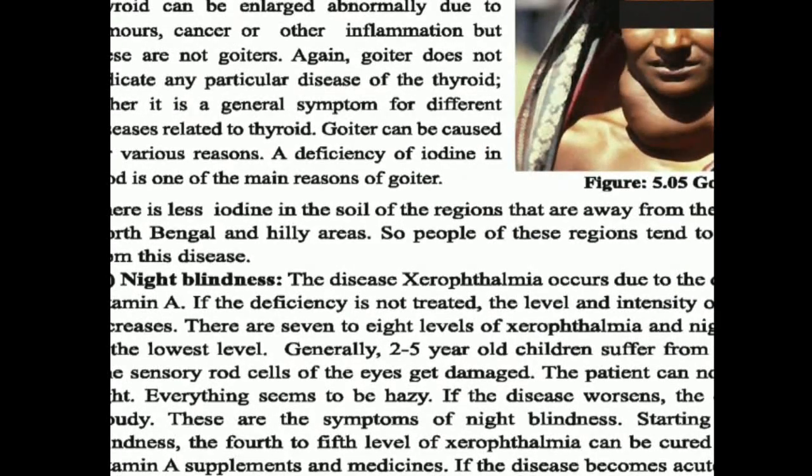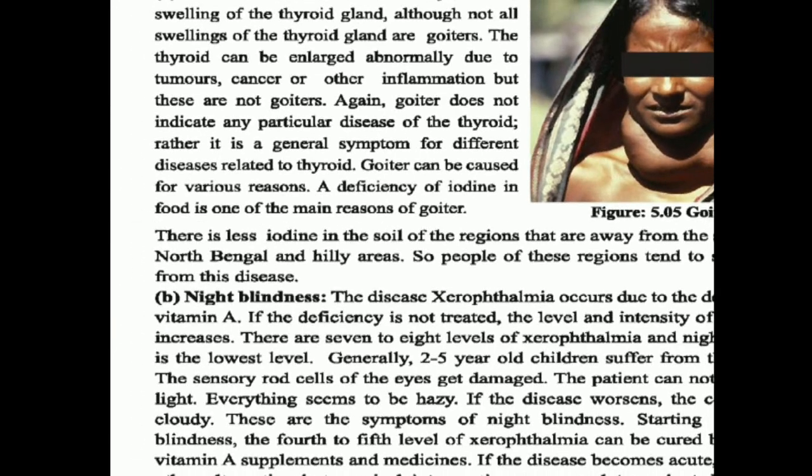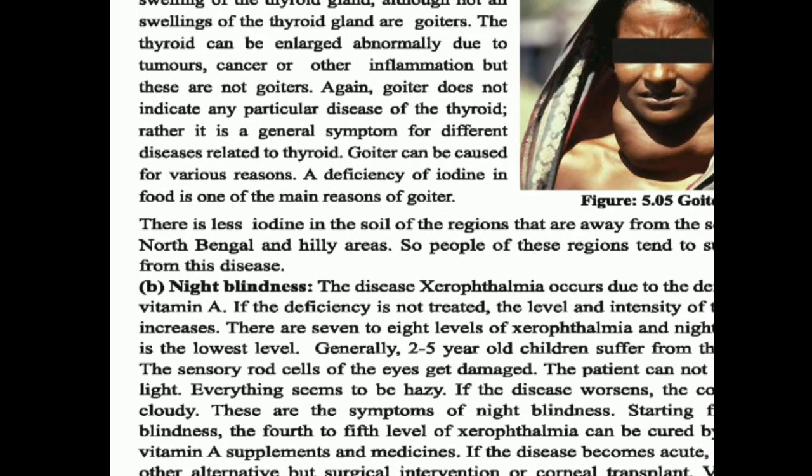Okay, so now I am going to talk about night blindness. It is also a very common disease in our country. The disease is called xerophthalmia, and it occurs due to the deficiency of vitamin A. If the deficiency is not treated, the intensity of the disease increases. There are 7 to 8 levels of xerophthalmia and night blindness. In the lowest level, generally 2 to 5 year old children suffer from these diseases.